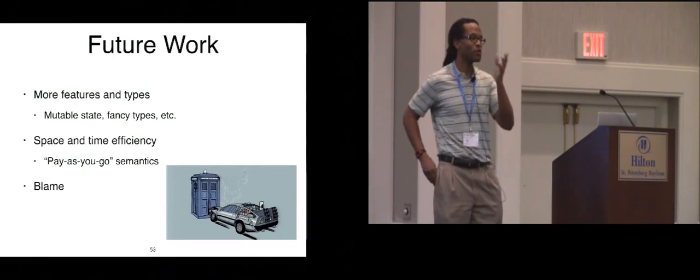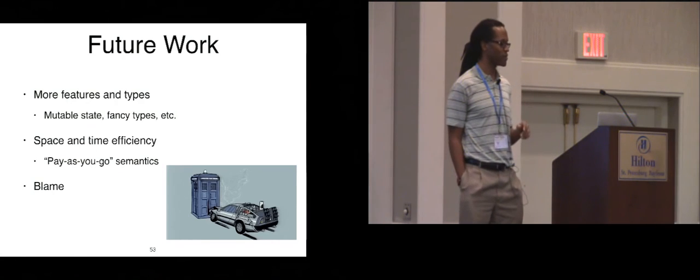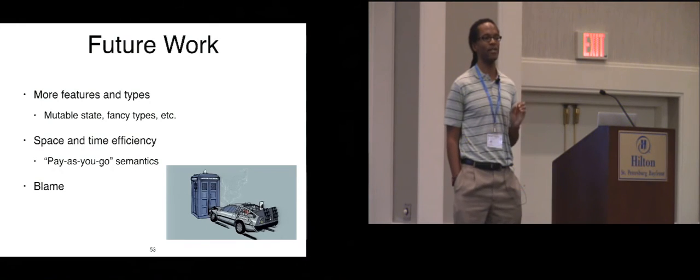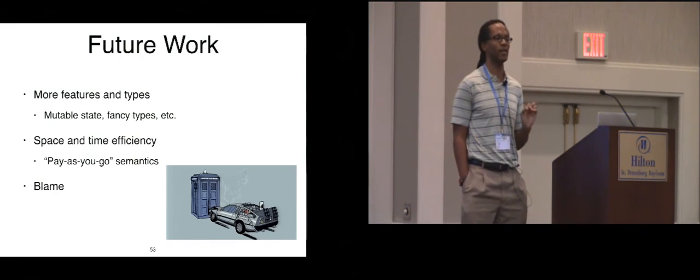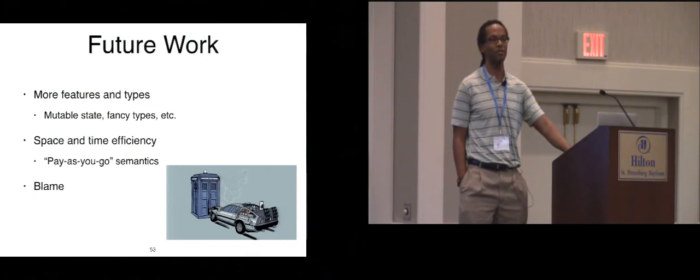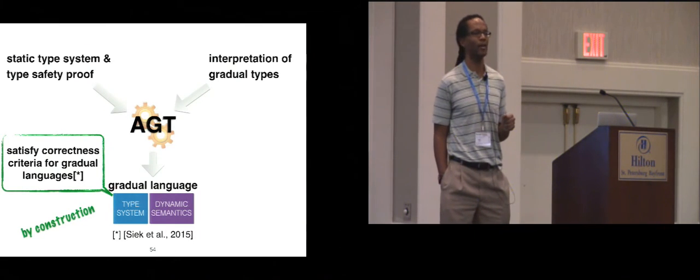And for our future work, we want to try and scale this up to more sophisticated language features and more sophisticated types. The system in here is a nice reference semantics, but it's not meant to be efficient, so we're looking for systematic techniques to derive the efficient semantics, and then we'd also like to investigate the notion of blame in the semantic framework. So that's the conclusion of my talk, and I'm happy to take questions.